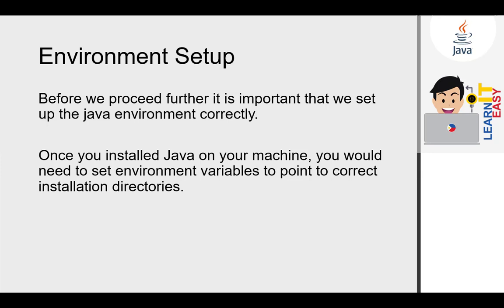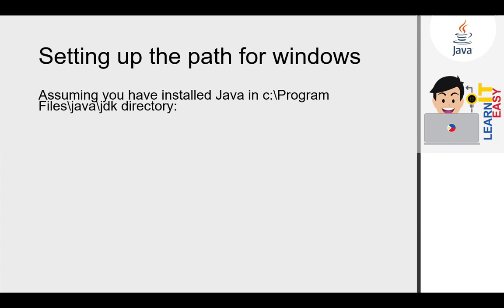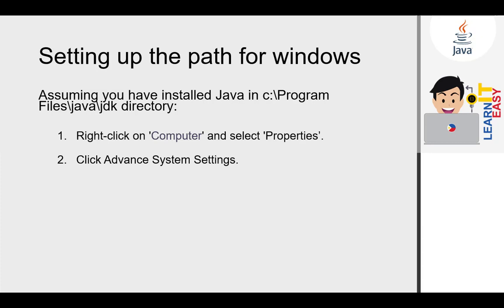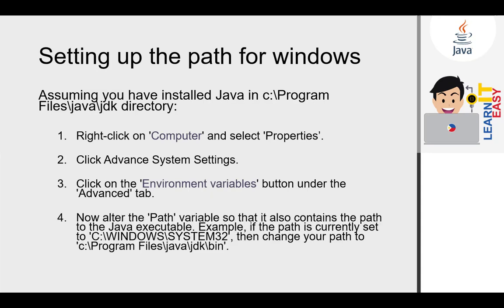So, that would be very, very hassle. So, papakita ko sa inyo kung paano natin isi-set up yung path for Windows. Assuming you have installed Java in this directory or path, you just have to right-click on your computer and select Properties, click Advanced Settings or System Settings, then click on the Environment Variable button under the Advanced tab. And we are going to alter the path variable so that it contains the path to the Java executable file.